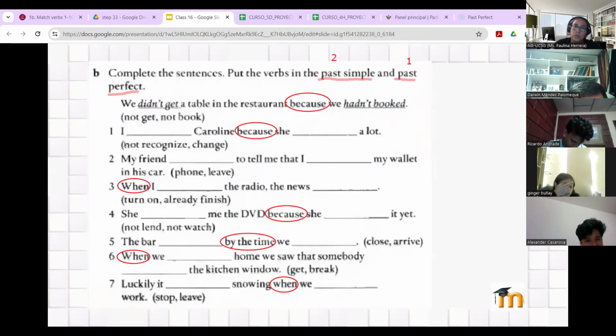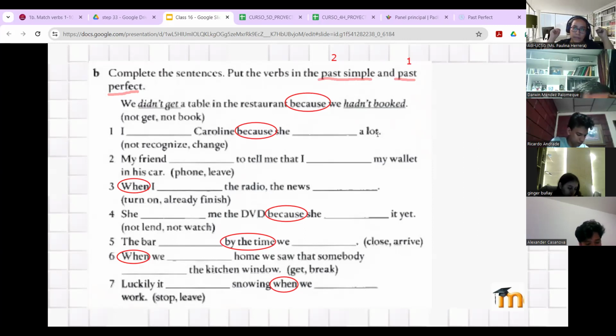What do we have to do? The first blank will be with the verb recognize in negative. The second blank is with change. It says, I didn't recognize Caroline because she had changed a lot. Now, tell me, Darwin, what happened first? First, she changed, or first, I didn't recognize her? What do you think? What happened first? The change or the fact that I couldn't tell who it was?